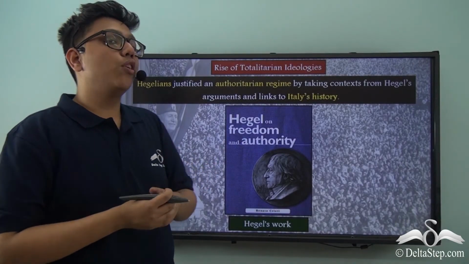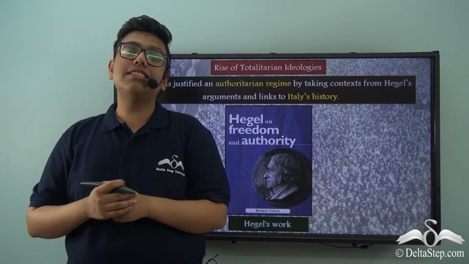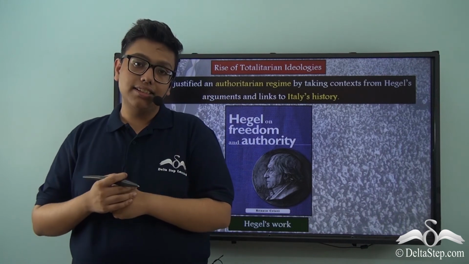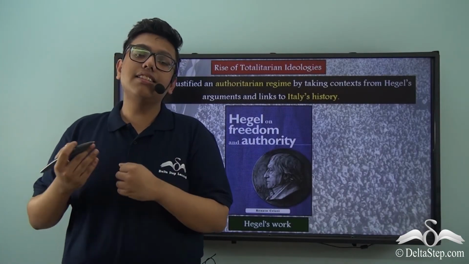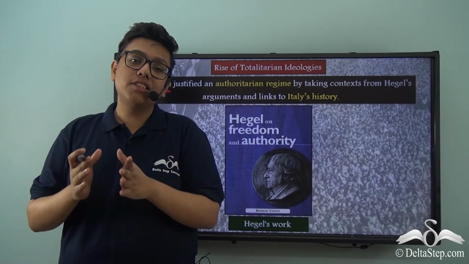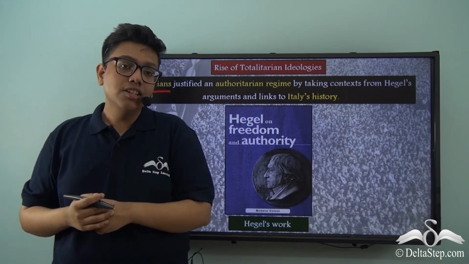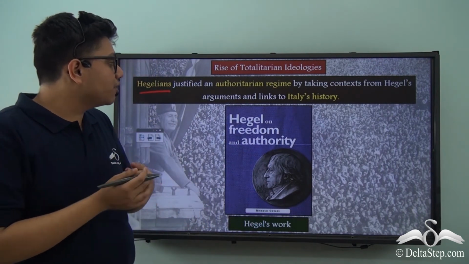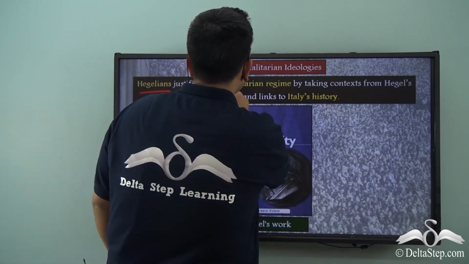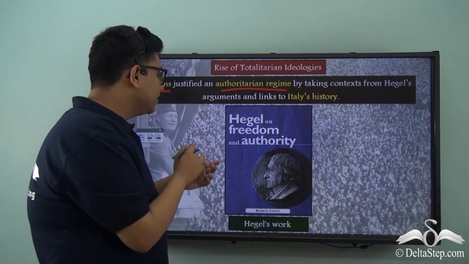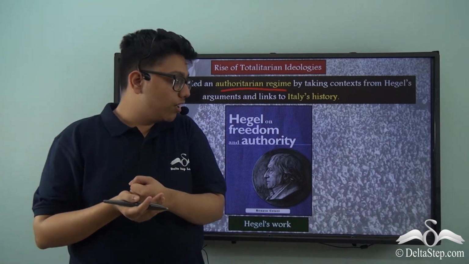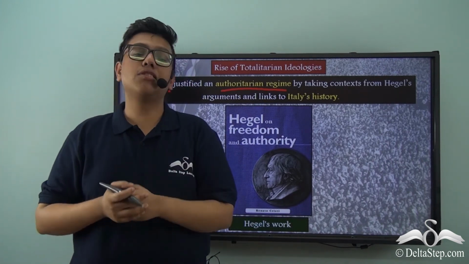Now, of these two philosophical thinkers, Hegel was incredibly popular in Italy. His followers were called the Hegelians, and it was mostly the nationalist leaders of Italy who subscribed to the ideals of Hegel. So you see that the Hegelians justified an authoritarian regime by taking context from Hegel's arguments or from his own works, namely his works on freedom and authority.